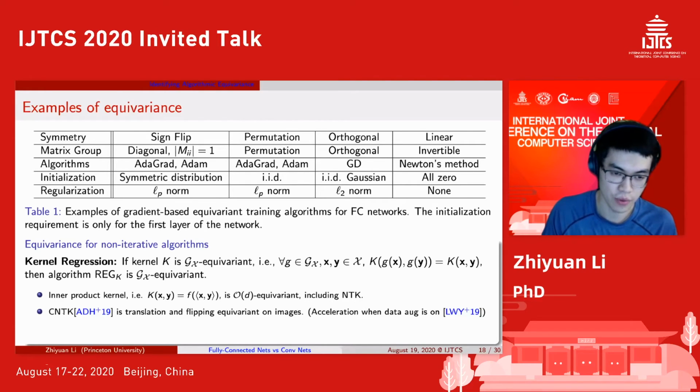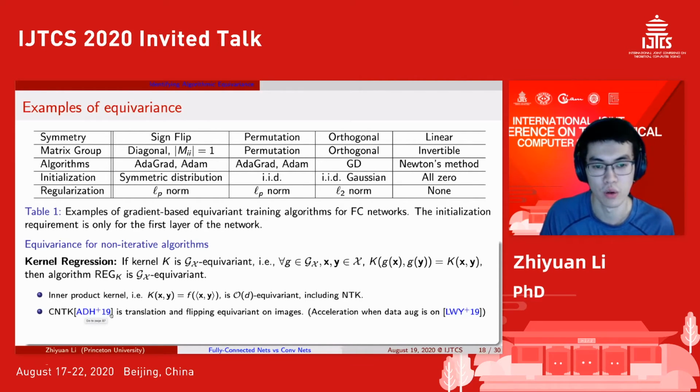Another interesting example is the so-called convolutional neural tangent kernel, which was proposed in one of my previous papers with my advisor Sanjeev Arora and Simon Du, Wei Hu, Ruosong Wang, and Ruslan Salakhutdinov. This CNTK turns out to be translation and flipping equivariant on images, which means that if you translate the image, or horizontally or vertically flip the image, the kernel value will not change. And this property turns out to be useful when we want to solve kernel regression with data augmentation.